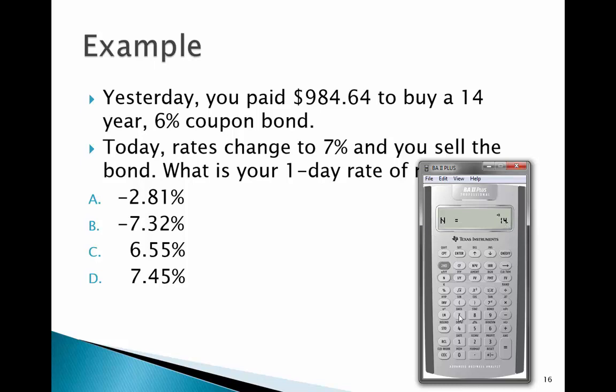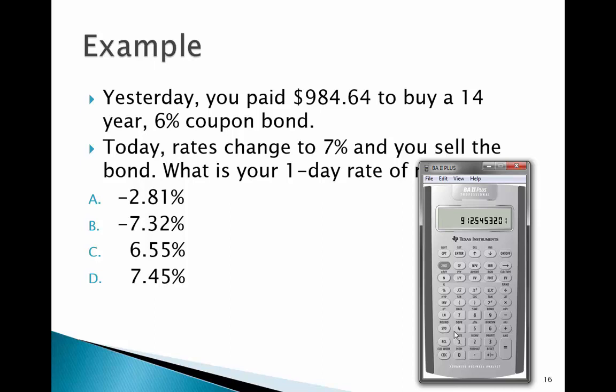So N is 14, I is 7 when I sell the bond, and then let's see, the payment is going to be 60 because it's a 6% coupon bond. 6% times 1,000 is 60. It goes in for the payment. Future value is 1,000. And I can calculate that price, and that's $912.55 basically. Now what I'm going to do is I'm going to change the sign of that and put it in memory so that I can remember it.